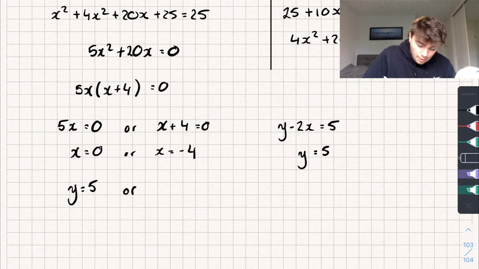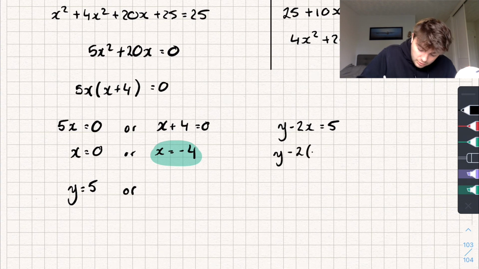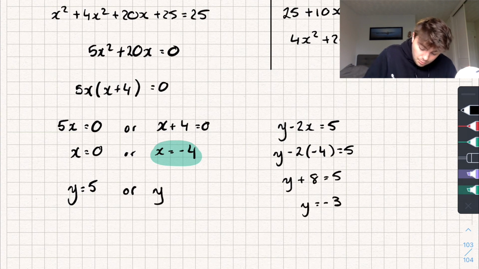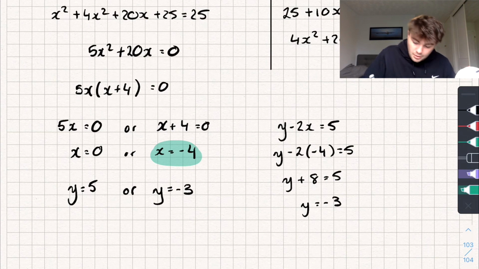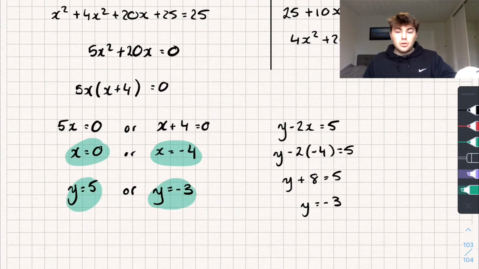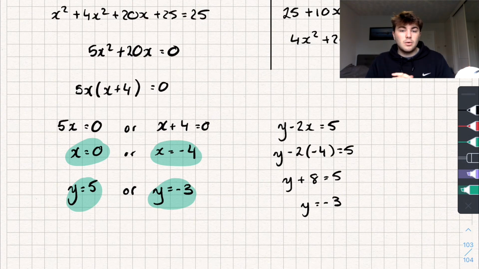Now I'm going to substitute in x equals negative 4. And if I do that, we get y subtract 2 times negative 4 equals 5. And so y plus 8 equals 5. And therefore y equals negative 3. So we get the other solution for y. And there we go. We've got our solutions for x and y, which solve the simultaneous equations.